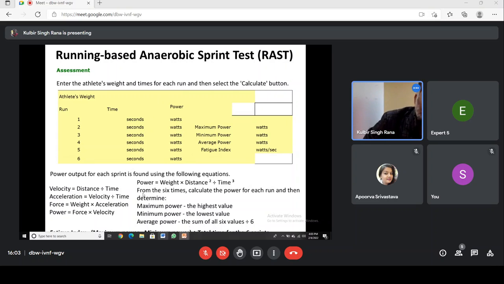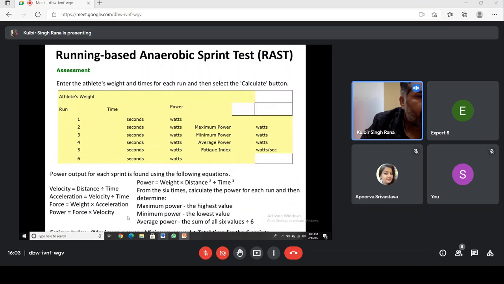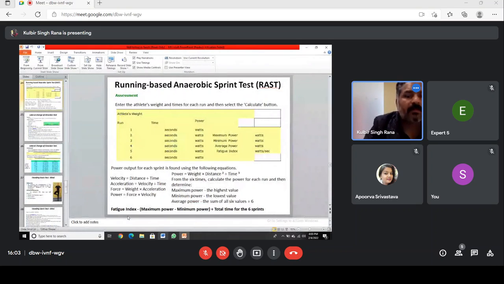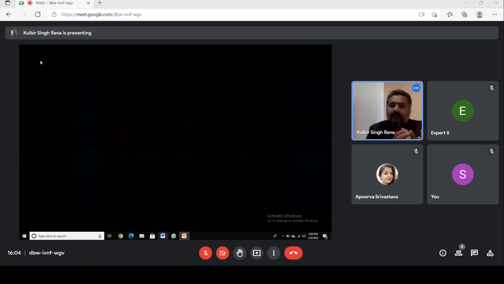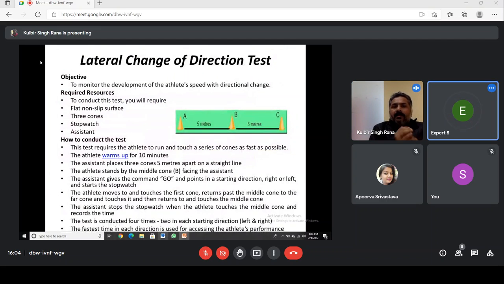So why do we need power? Power will be required to measure fatigue, what we know as the fatigue index, like how early the athlete is getting fatigued. So from the maximum power and minimum power, we can calculate the maximum power generated, right? Clear? Yes, sir.